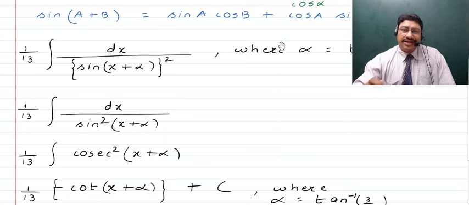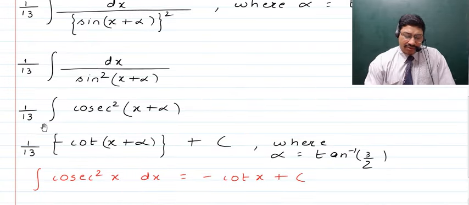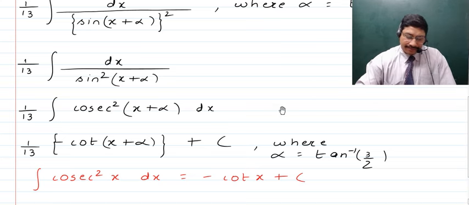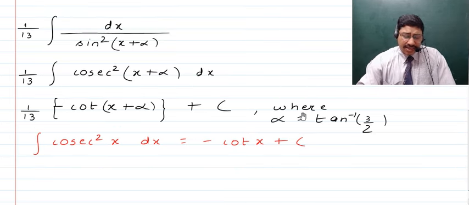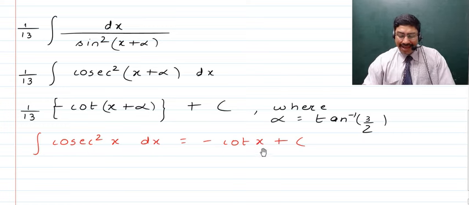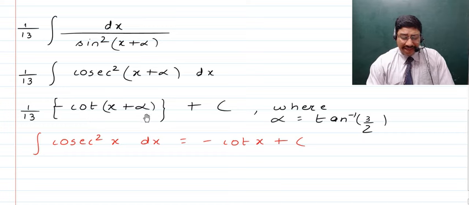Now the inverse of sine theta is equal to cosec theta. As such, this will become 1 upon 13 times the integral of cosec square x plus alpha, and obviously there has to be a dx multiplied with this. Now children, we quickly remember the formula for the integration of cosec square x dx, that's equal to minus cot x plus c, right? So here the integral will be minus cot of x plus alpha, already multiplied by 1 upon 13, and to that is to be added c.